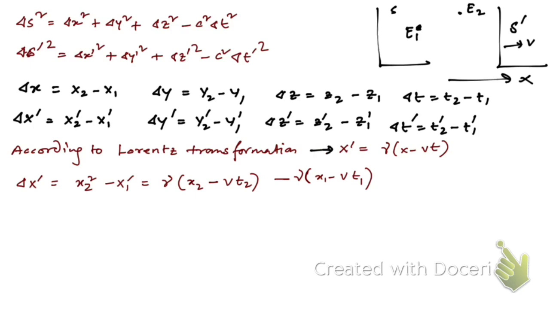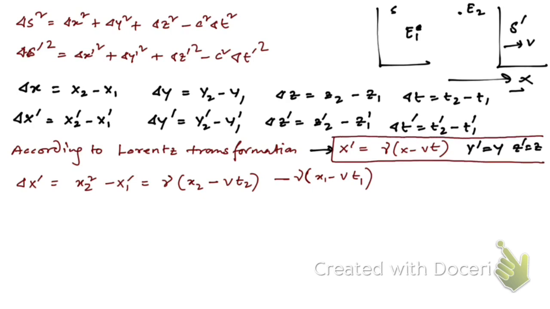This is according to Lorentz transformation, when the second frame is moving along the x-axis. Then y dash remains y and z dash remains z. So hope you know these things, right? That means variation is taking place along the x-axis only. And this gamma is nothing but 1 by root over 1 minus v square by c square, right?